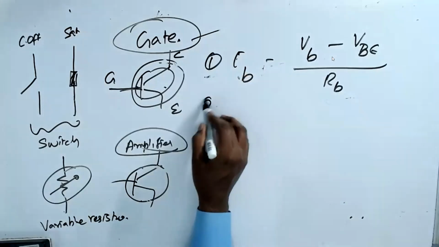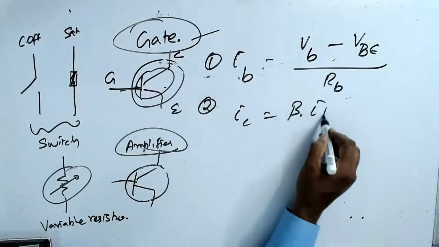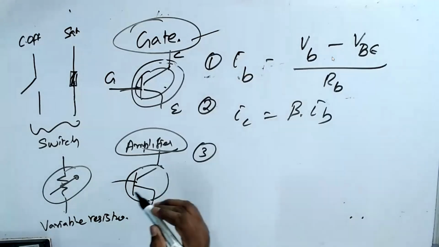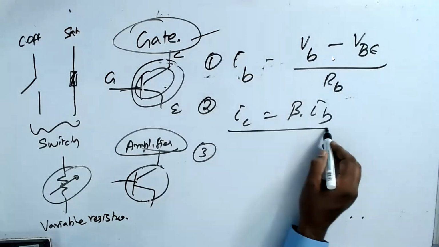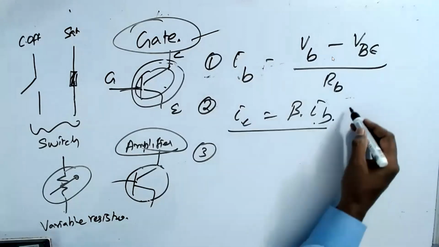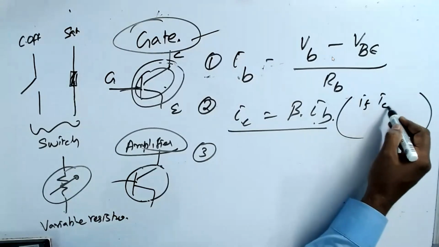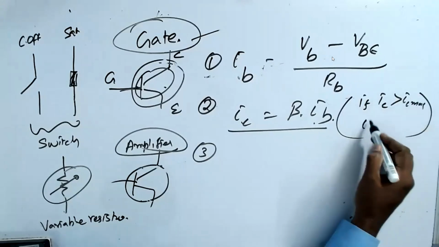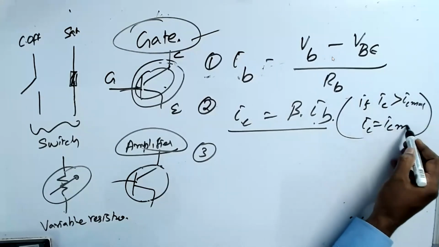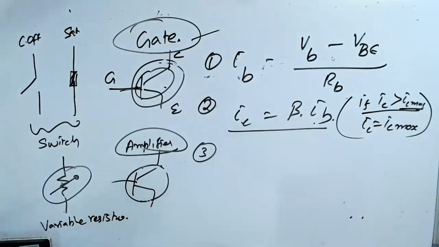Step 2: IC is equal to beta into IB. Step 3: here only is the problem. After IC is equal to beta into IB, you have a small step. If IC is greater than IC max, IC is equal to IC max. Please understand this step. Normally we write step 2, but we generally forget this one.